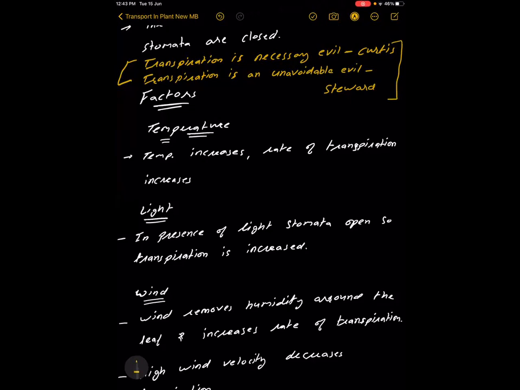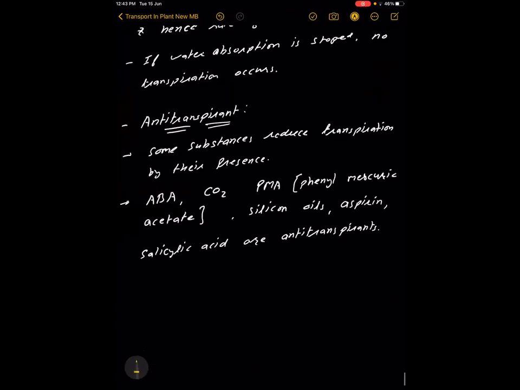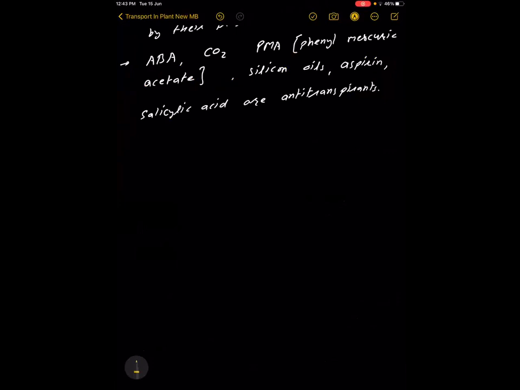And what is the importance of transpiration? Transpiration helps in ascent of sap.